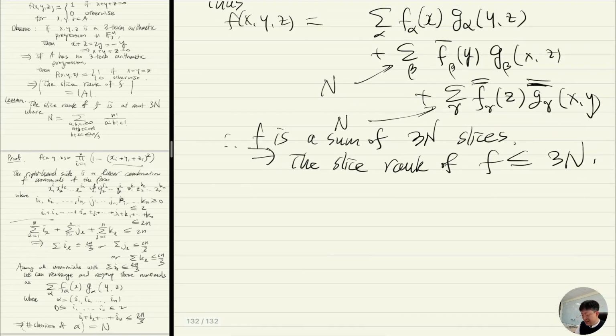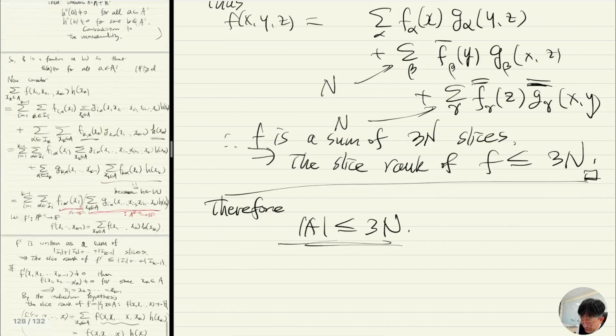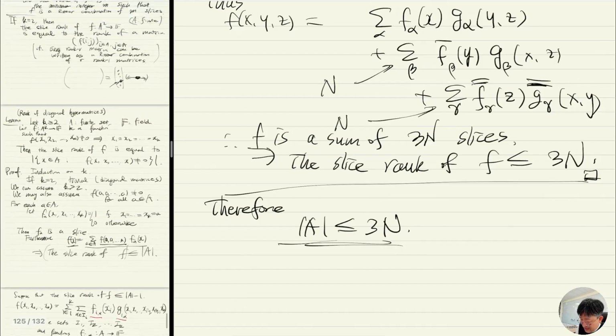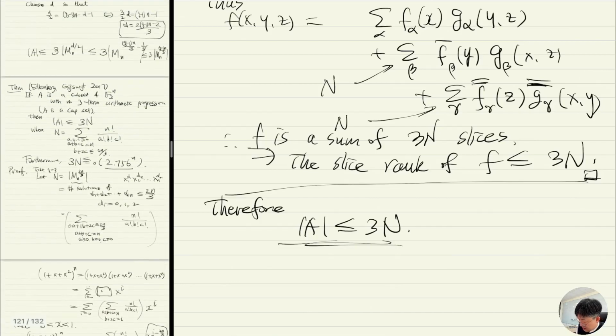All right, so this means, therefore, the size of A is at most 3N. Does that make sense? So that's the proof. And we already knew that this form is a little o of 2.756 to the n. All right, that's it.